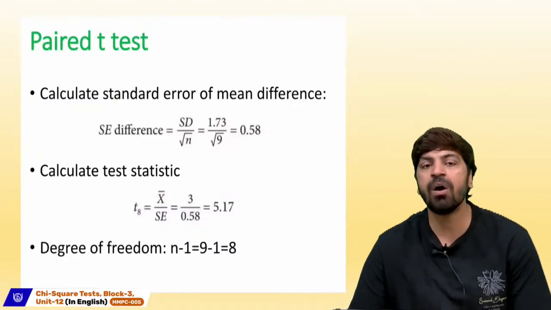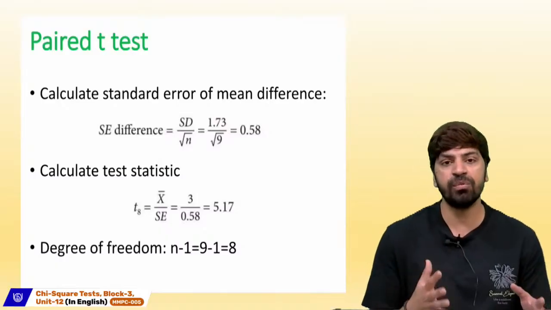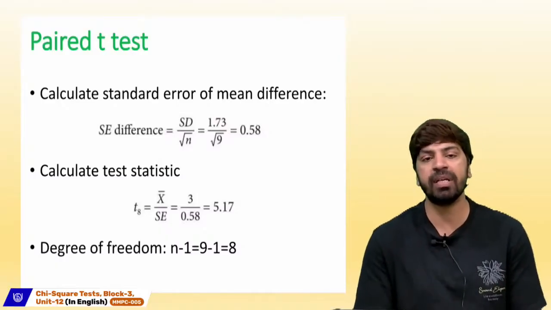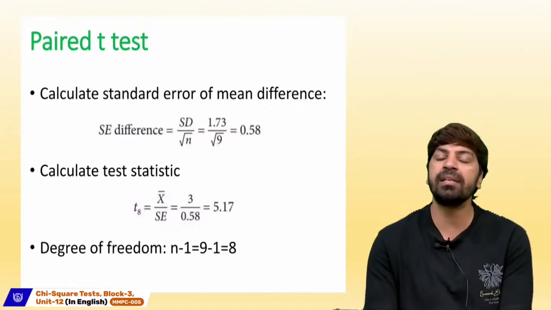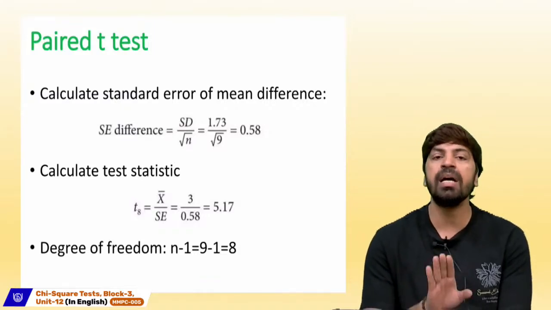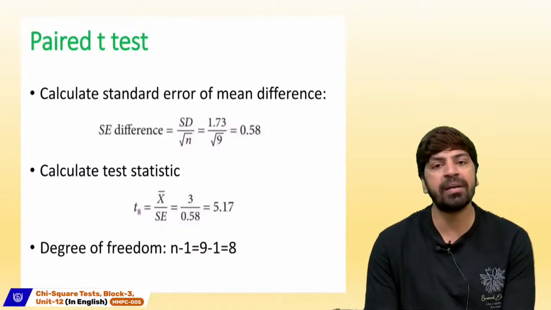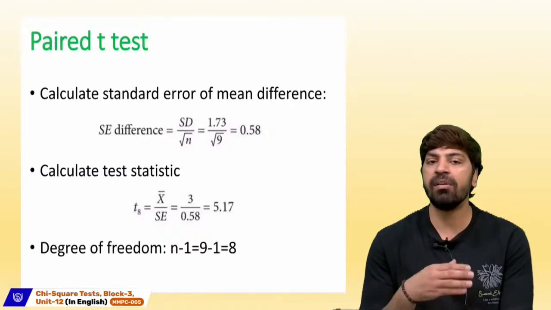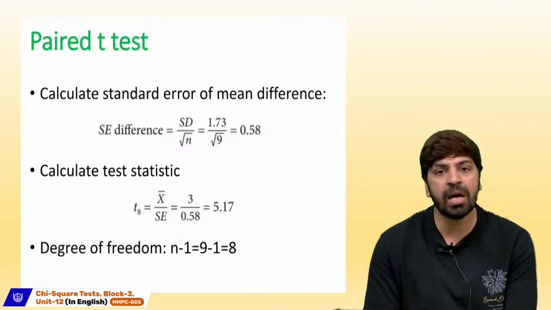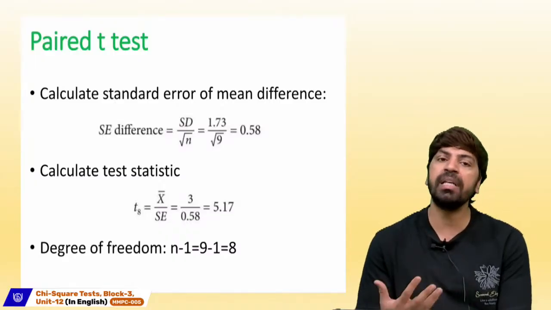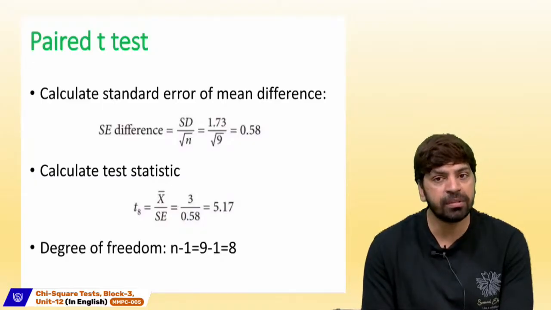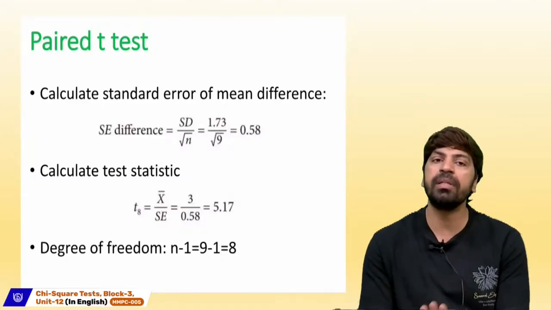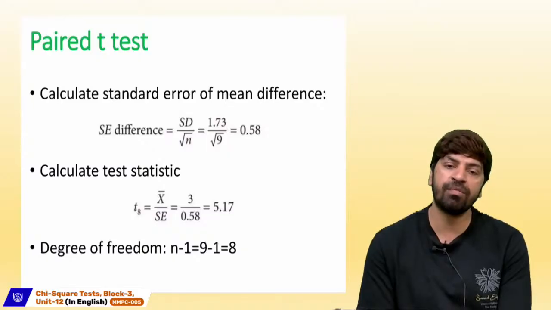So this is how we have to calculate when we use the paired t-test. We need three things. First is the mean difference, second is the standard deviation of the mean difference, and the third one is the standard error of the difference. I already showed the formulas to use, and accordingly we calculate the values and put them into the formula. We get all three parameter values.